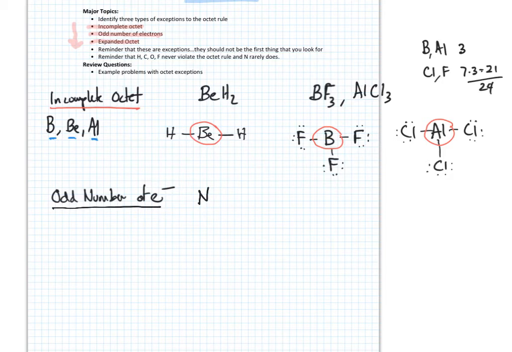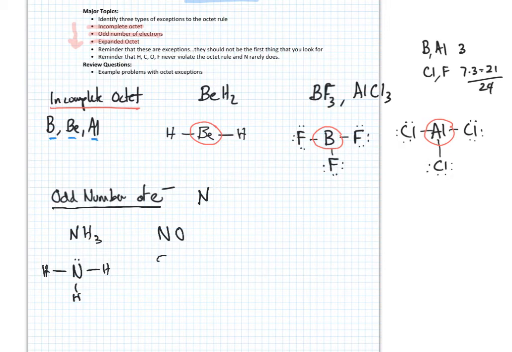Now, just because you see a nitrogen does not mean it's going to violate the octet rule. I'm going to give you an example of one that does not violate the octet rule, something like ammonia. That's got a Lewis structure that looks like this. Okay, does not violate the octet rule. But there are compounds that do violate the octet rule. An example would be NO, also known as nitric oxide.